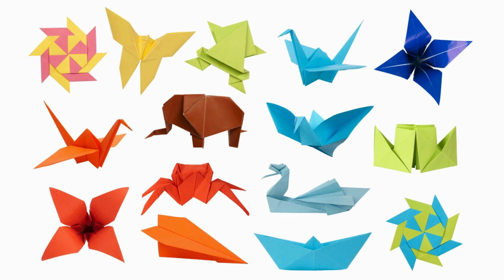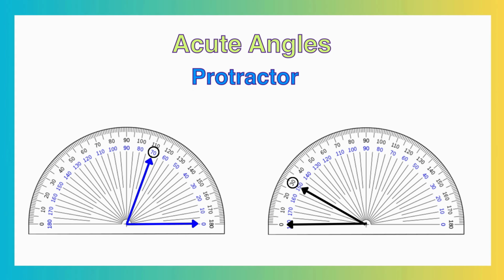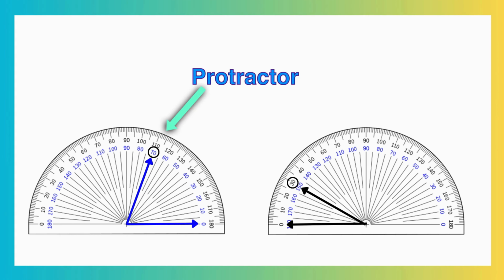But did you know that there are different types of angles? There are acute angles. These are angles that are more than 0 degrees and less than 90 degrees. We can measure angles by using a cool tool called a protractor. Protractors are super neat because they can measure angles that are facing both left and right. The protractor on the left measures 70 degrees, while the protractor on the right measures 30 degrees.